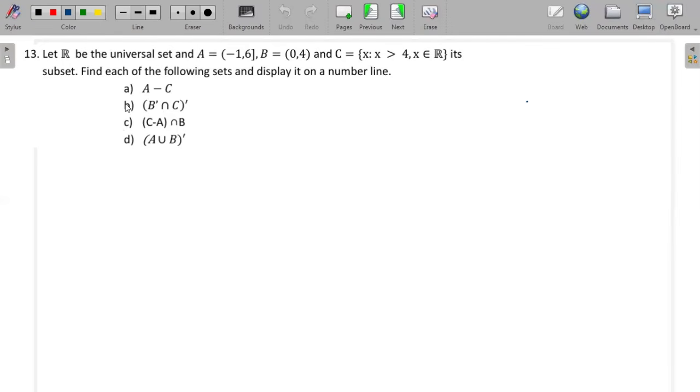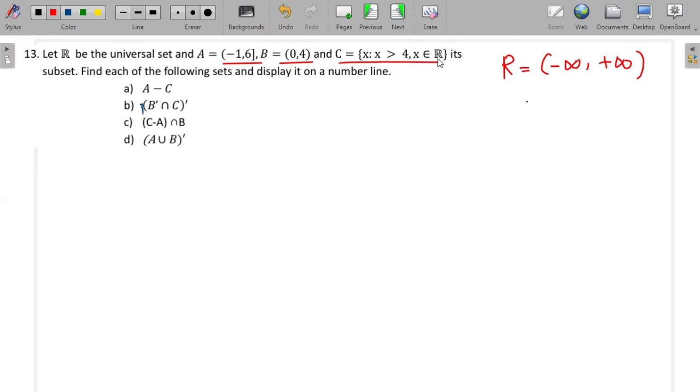Now let's look at question 13. We're still on set interval notation. They're saying let R be the universal set, so it comes from minus infinity all the way to positive infinity. Set A and set B are given, and set C has been given in set builder notation, so we have to interpret it and turn it into an interval. Set C is the set of all x such that x is greater than 4 and x is a member of the real numbers.